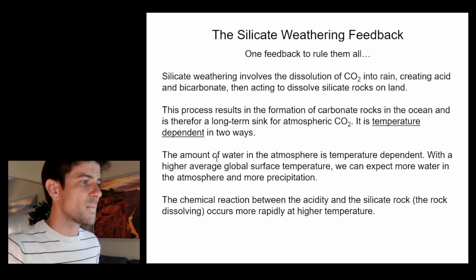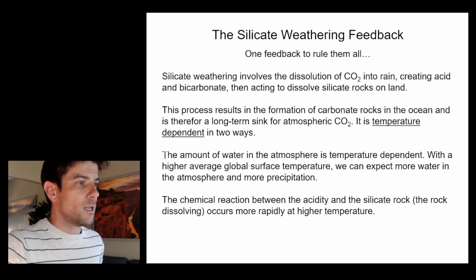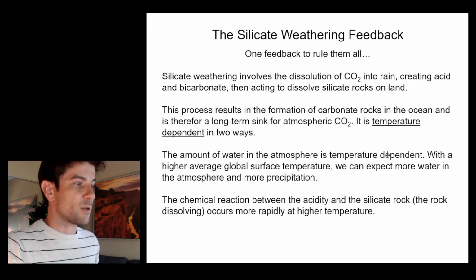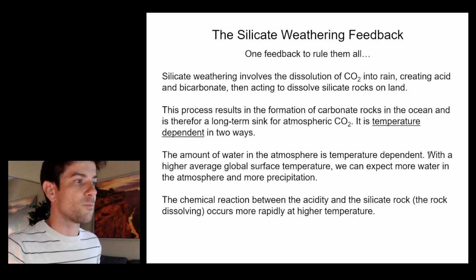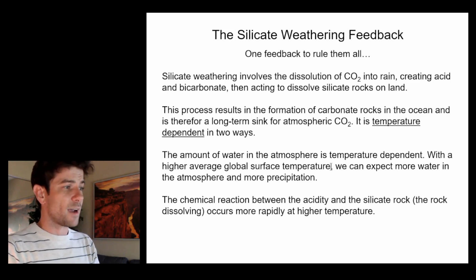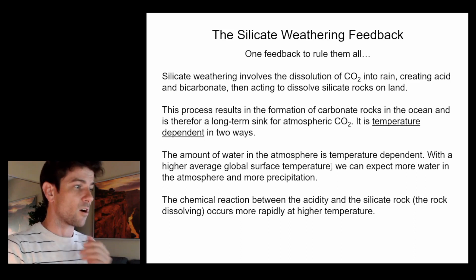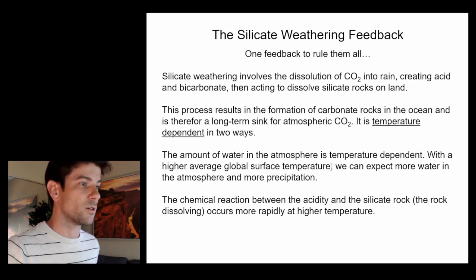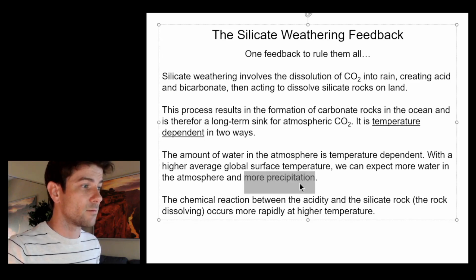This process is temperature dependent in 2 ways. Okay, this is real important. The amount of water in the atmosphere is temperature dependent, right? As we've learned, with higher average global temperatures, you have more water in the atmosphere, right? That is just the fact, right? Warmer air can hold more moisture, and water evaporates, and so warmer air is going to hold more moisture. Okay, and more moisture in the air means more precipitation, right? That's key. More moisture means more precipitation. So higher temperatures mean more precipitation.